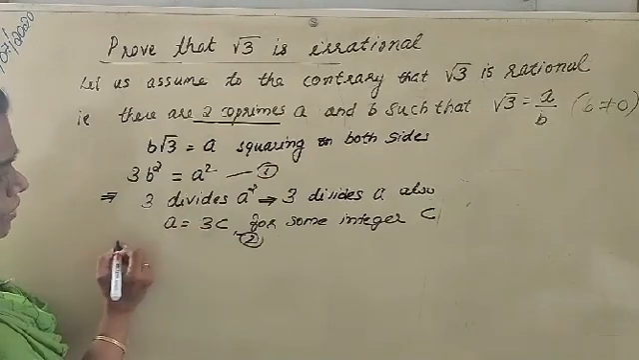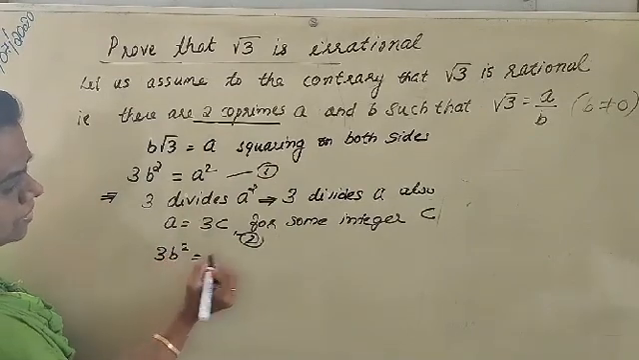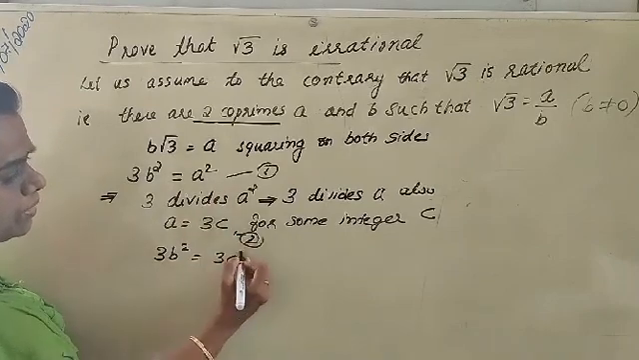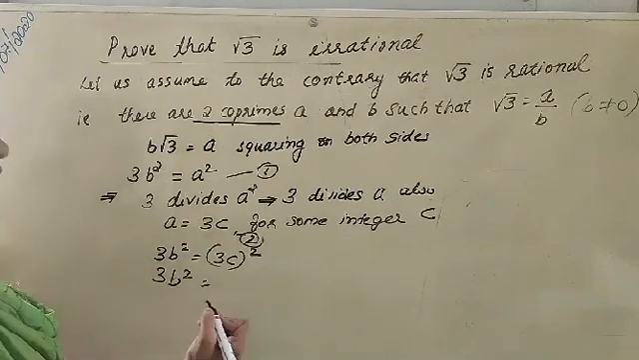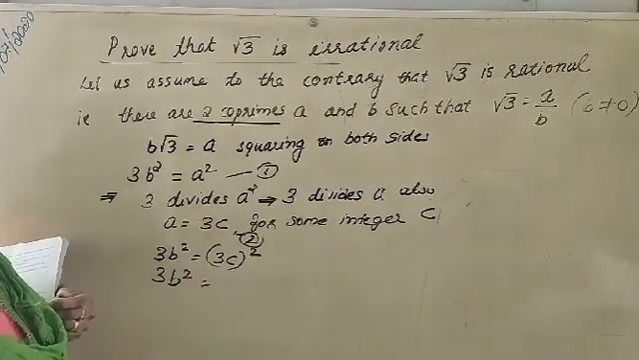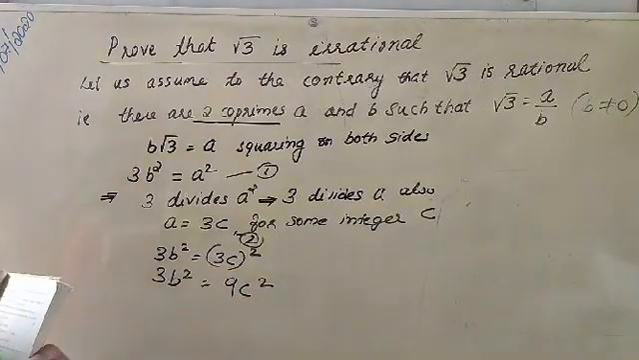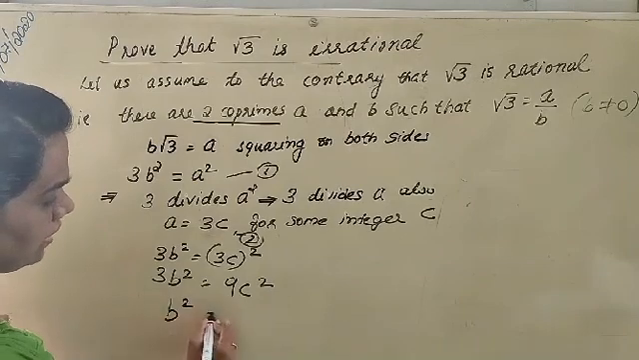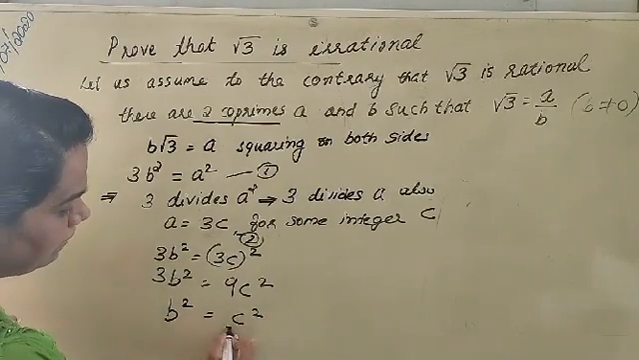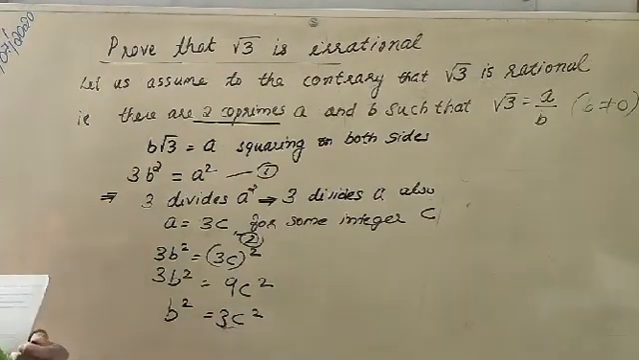On substituting in equation number 1, 3B square is equal to A square, and in place of A square what should we put? 3C the whole square. That is 3B square is equal to 3C the whole square. How to find 3C the whole square? 3 square is 9, so 9C square. Clear? Then 9 by 3, what do we get? We get B square is equal to 3C square.